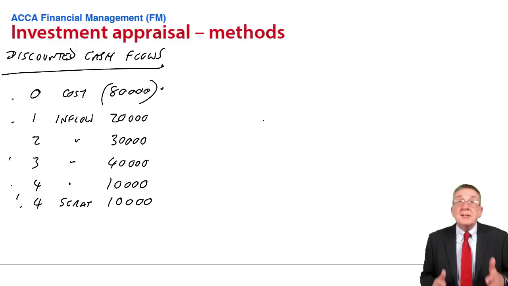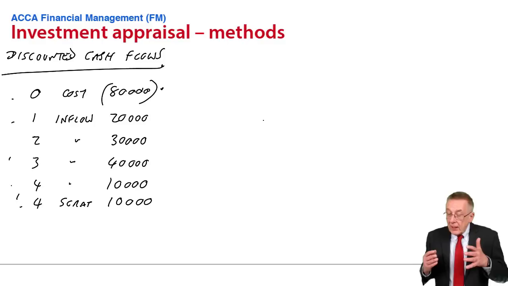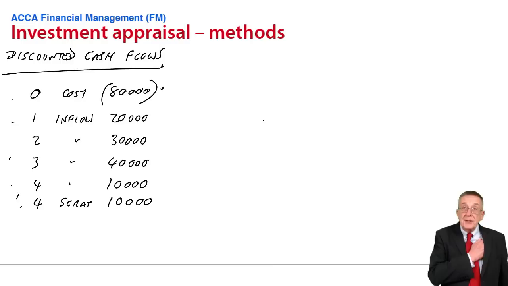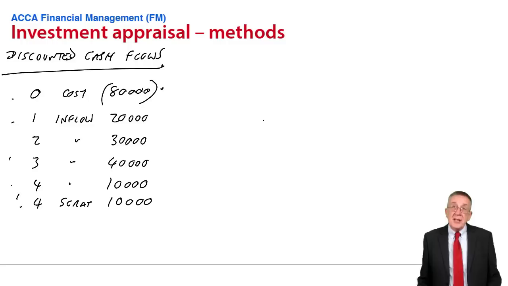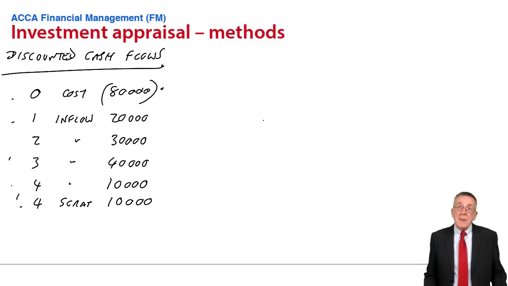Whichever way we look at it, it's costing us the interest. And so, if there was no interest involved, there is a surplus of 30,000. Because of interest, the surplus will be lower. We need a way of taking the interest into account. And the way we do it is by discounting, by working out the equivalent amount now.